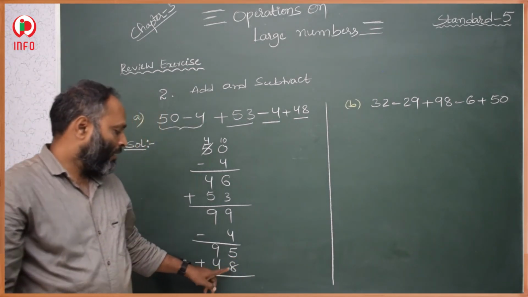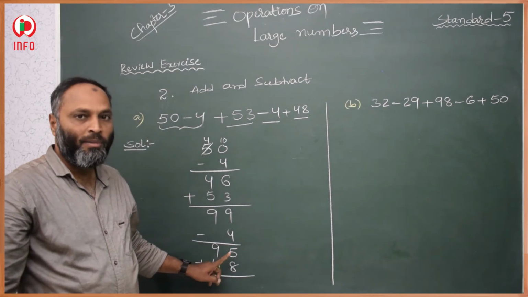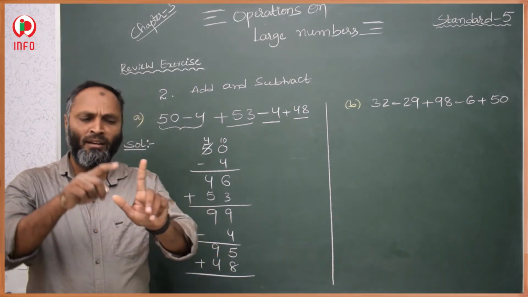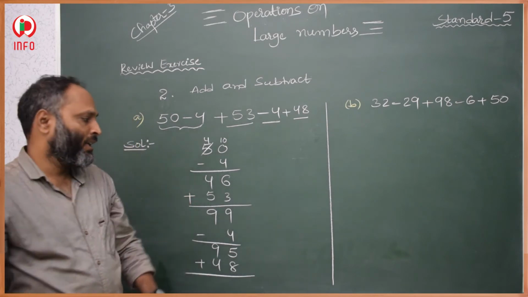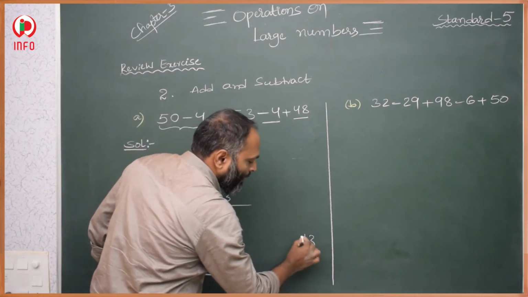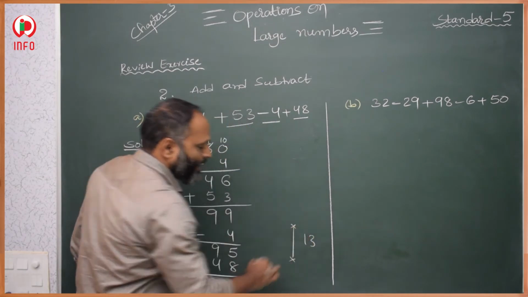We have to add 8 plus 5. 8, 9, 10, 11, 12, 13. 13 is a double digit number.